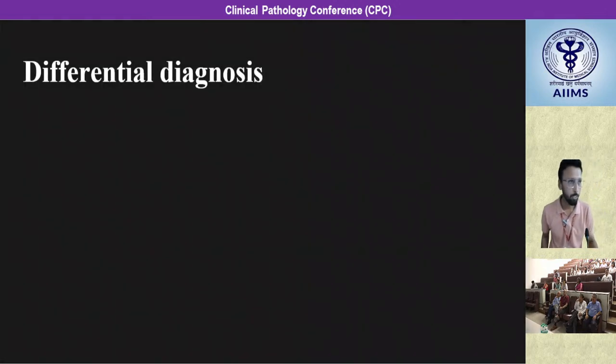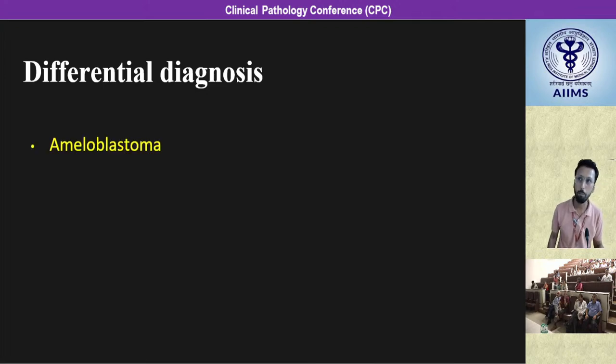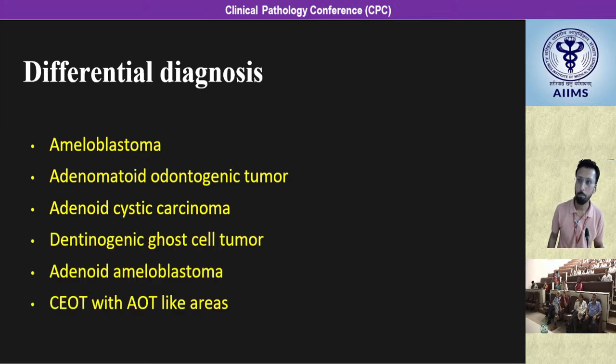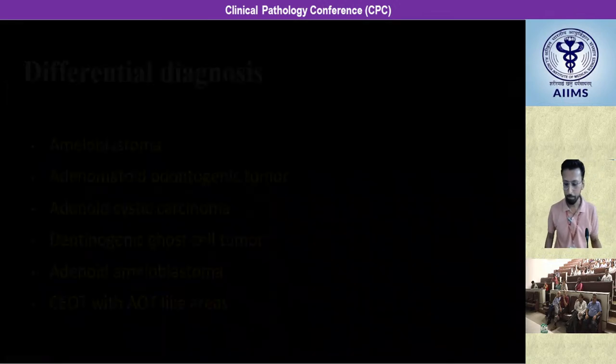So the differential diagnosis, as the sir suggested, the most common differential diagnosis is obviously ameloblastoma, then AOT, adenoid cystic carcinoma, BGCT, adenoameloblastoma, which is a new entity, and CEOT with AOT-like areas. We will discuss them one by one.